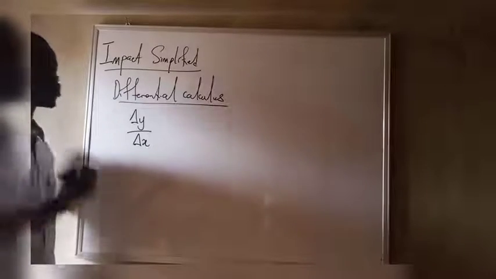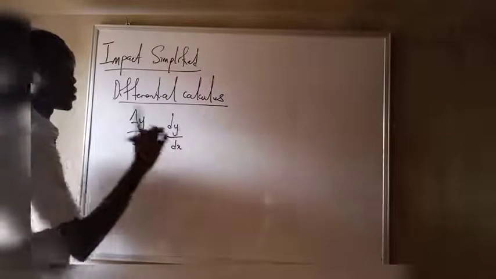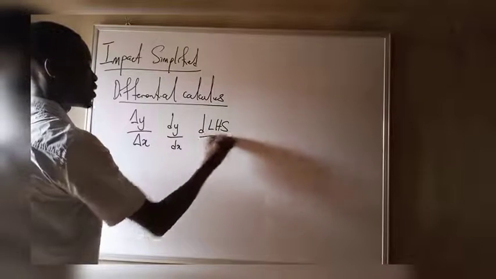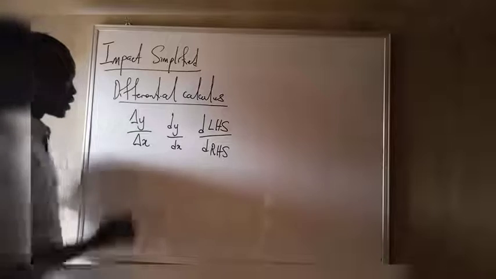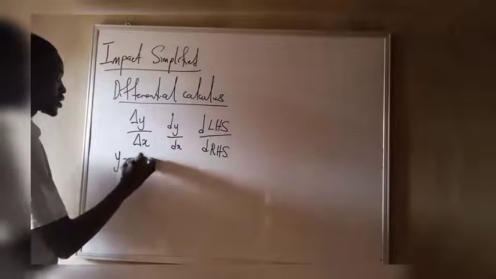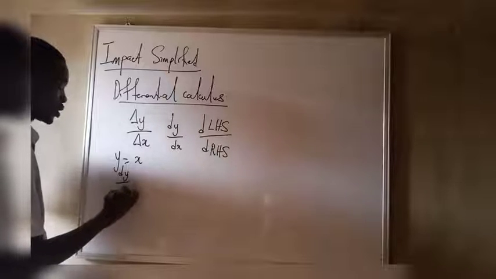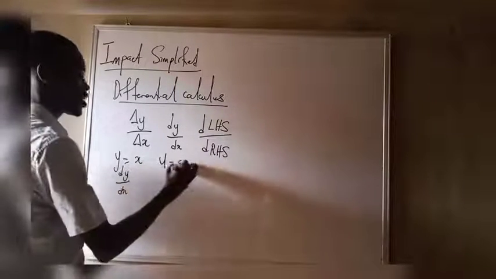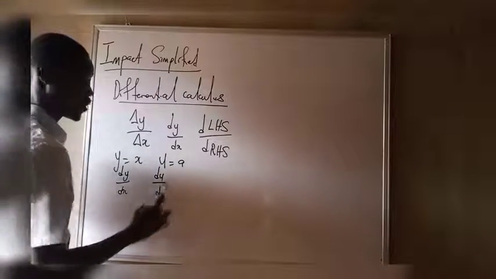And one thing we need to know is there is nothing called dy dx. We don't have anything called dy dx. What we have basically is the d of the left hand side over the d of the right hand side. That means if y is on the left hand side and x is on the right hand side, we are going to have dy/dx. And if u is on the left hand side and a is on the right hand side, we are going to have du/da.